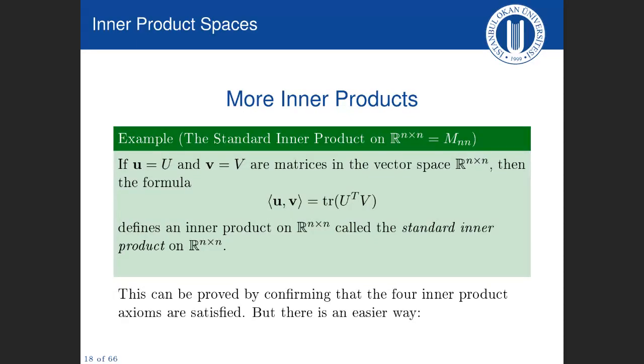Now, it's possible to prove this by going through all 4 of the rules, all 4 axioms, proving that the inner product of u and v is the same as the inner product of v and u. Prove that if we have a plus in the first position, we could cut it there. Prove that if we have a constant k in the first position, we can take that outside. And proving that the inner product of v and v is always greater than or equal to 0, and it can only be equal to 0 if we have the 0 vector, or in this case, the 0 matrix. But there's an easier way to prove this.